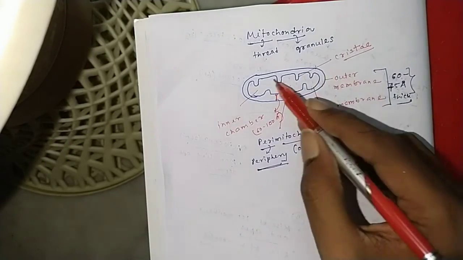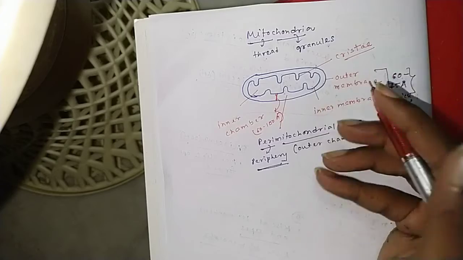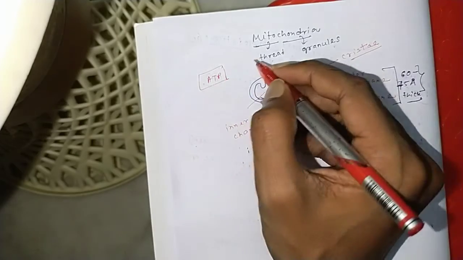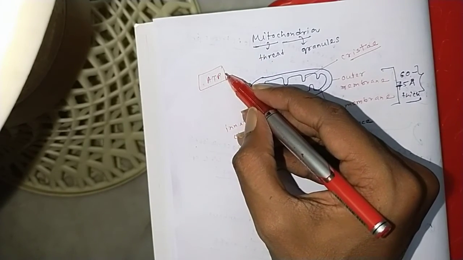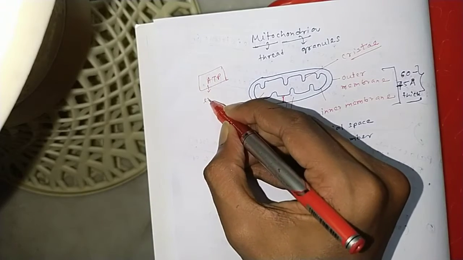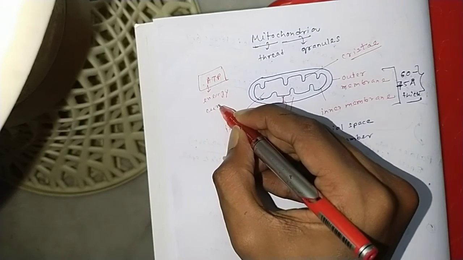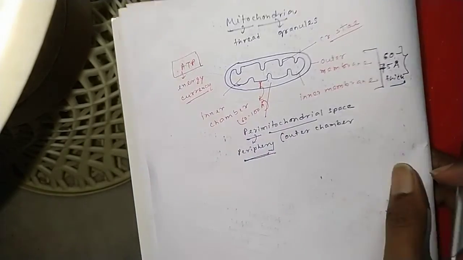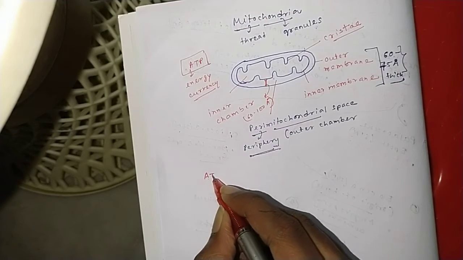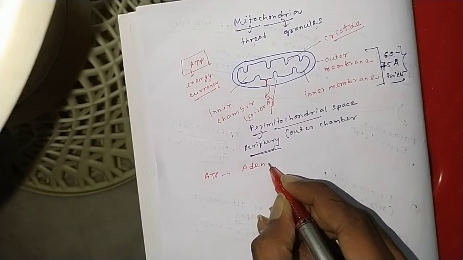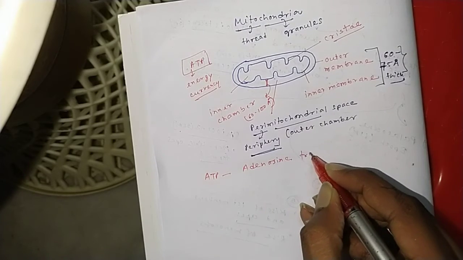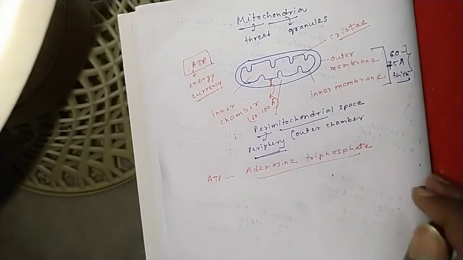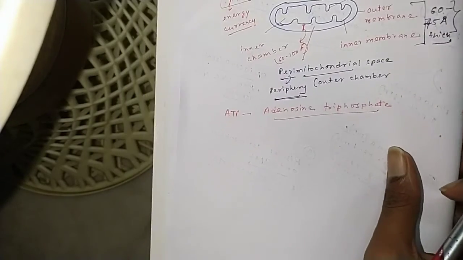Now mitochondria is a very important organelle because it produces ATP. ATP is very important for our survival because it acts as the energy currency of our body. Now ATP means adenosine triphosphate. We'll be talking about it in the biomolecule chapter.